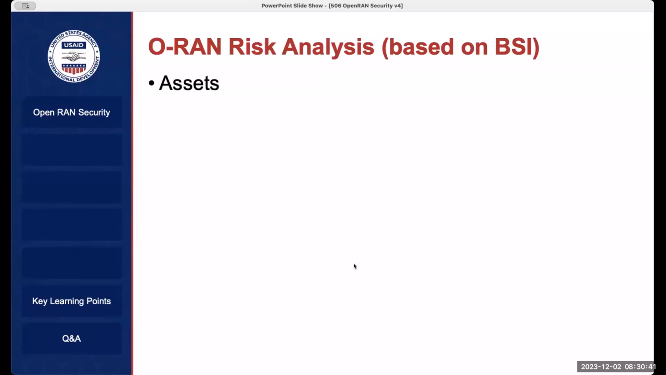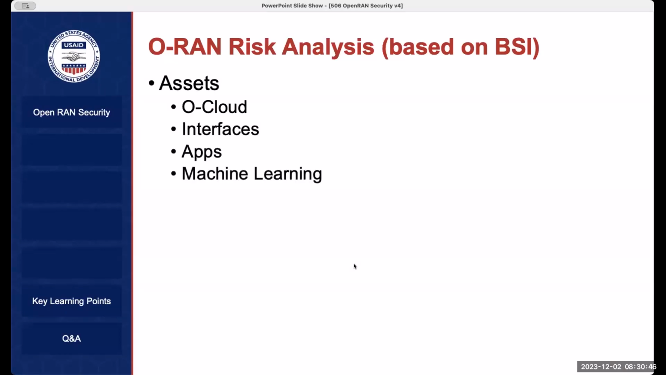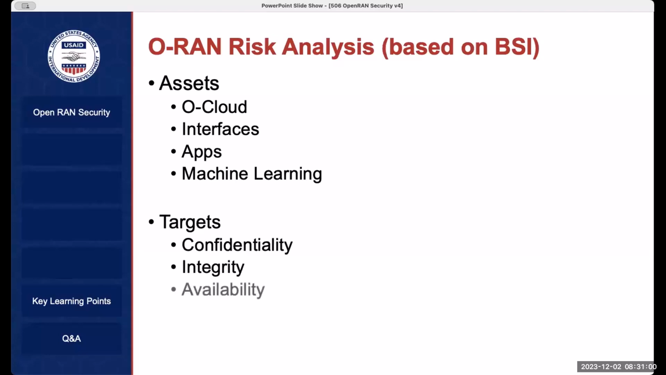And for BSI, no, they also identify assets, no, like cloud, interfaces, apps, and machine learning, and which targets, which risk type, no, are being targeted. Are they targeting confidentiality? Are they targeting the integrity of the information or the availability of the system? No? Even just downing one component of Open RAN could mean an outage, no, a full outage. And of course, the authenticity, no, and privacy of the data, no, that's being operated on and processed in Open RAN.